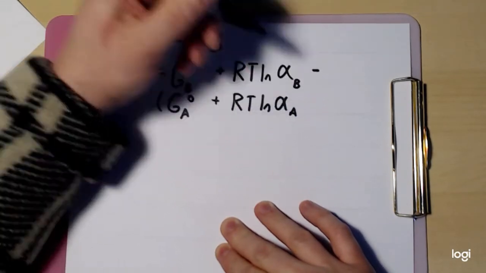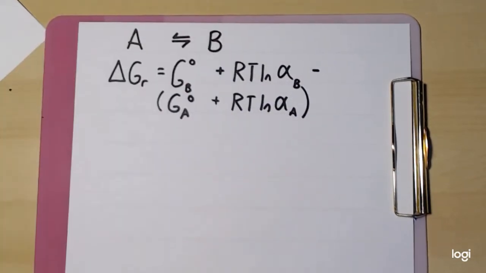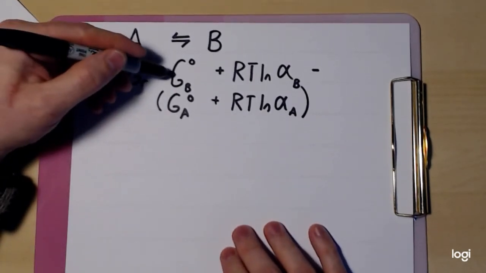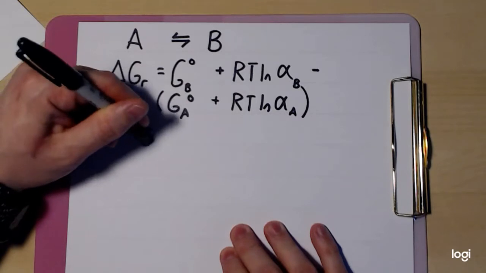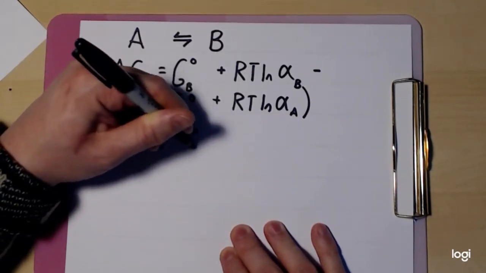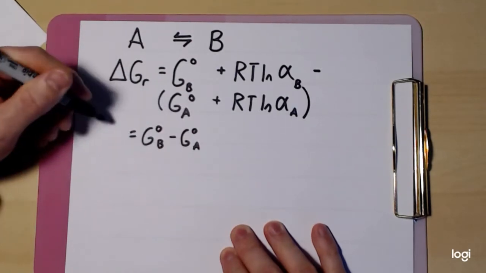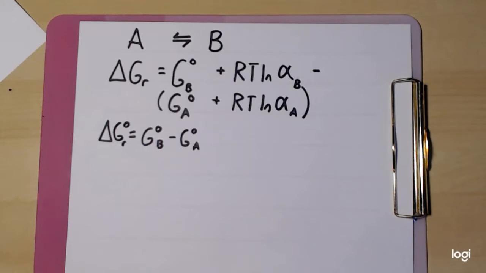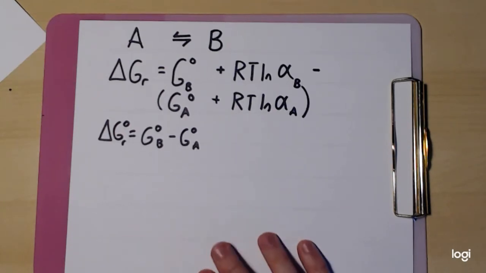Okay, so now take these standard free energy terms. We have the standard free energy of B minus the standard free energy of A. And that is simply the standard free energy of reaction. So that is a known value. That's a value that's been measured by scientists and put in tables for your use. So already we've kind of simplified the problem by giving us recourse to already known values.